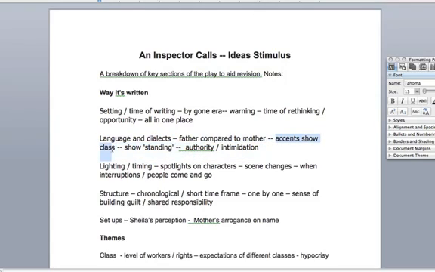So the accents obviously show the class, like with Mr. Birling, and also show their standing and the authority and intimidation. You'll notice a lot of the time the language and the words that Mr. Birling uses, especially at the beginning, trying to intimidate the inspector, it's a lot of name dropping, and a lot of bragging about himself, to try and make the inspector, or should I say remind the inspector, of what he presumes is the inspector's place.